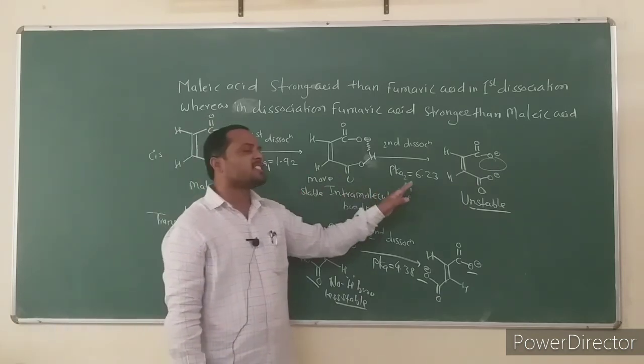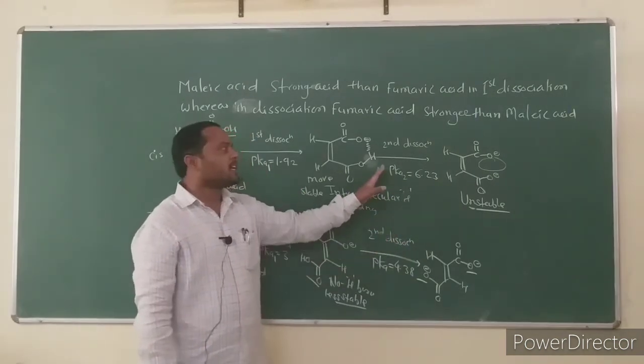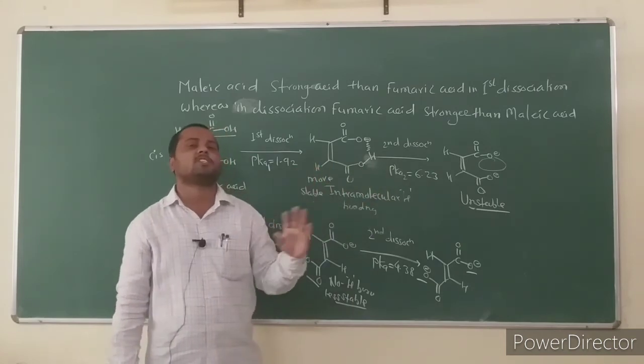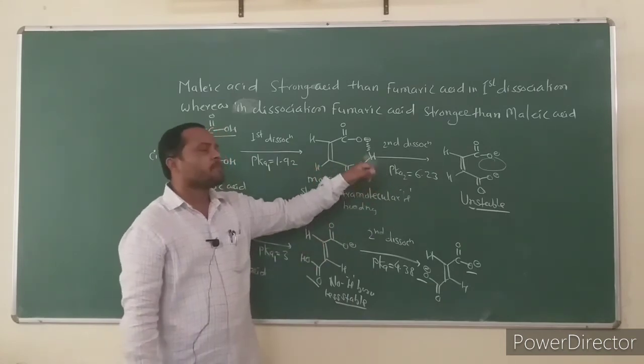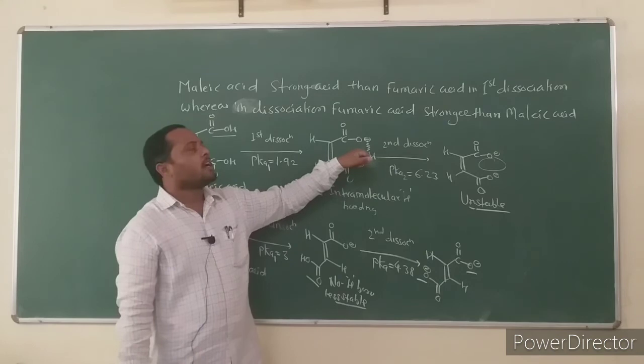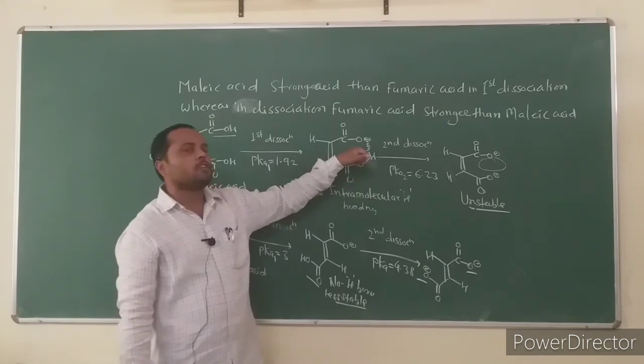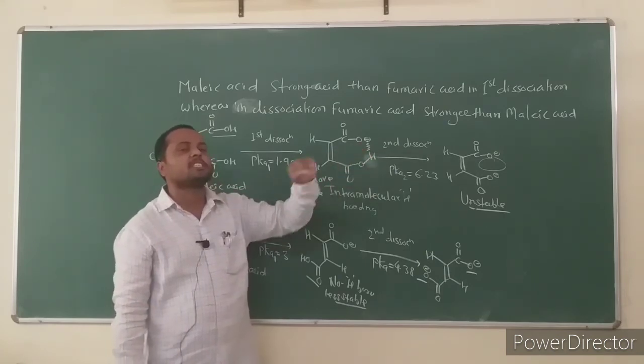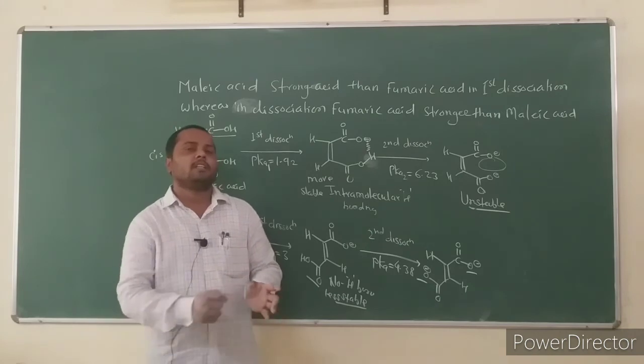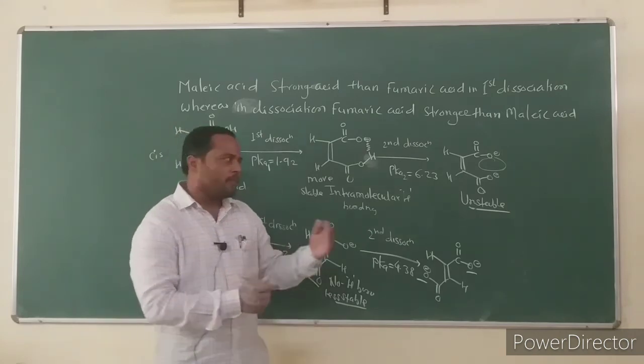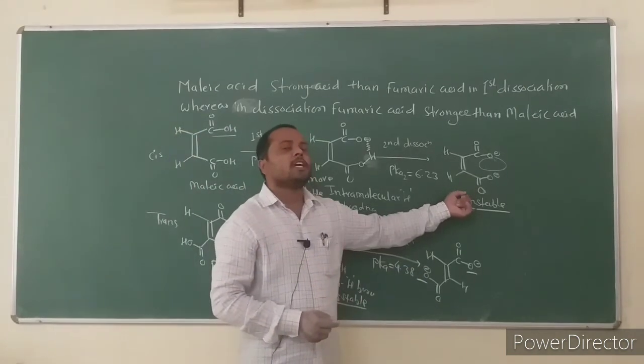But on the other hand, in second dissociation, fumaric acid is stronger than malic acid because in malic acid, the second carboxylic group is involved in intramolecular hydrogen bonding, so their dissociation is difficult. If it dissociates, the conjugate base is formed.